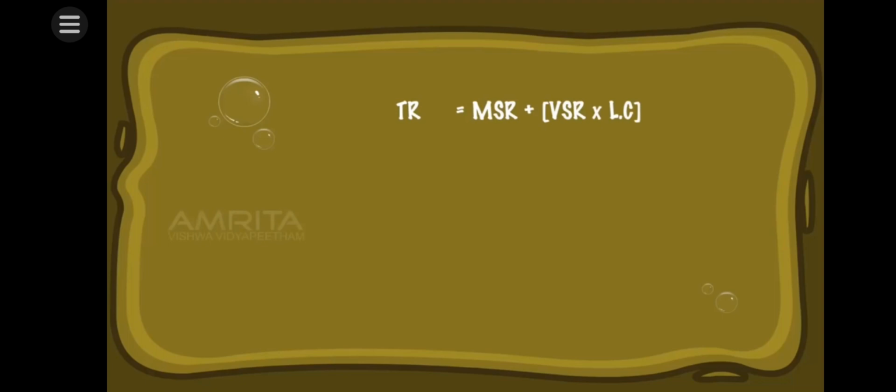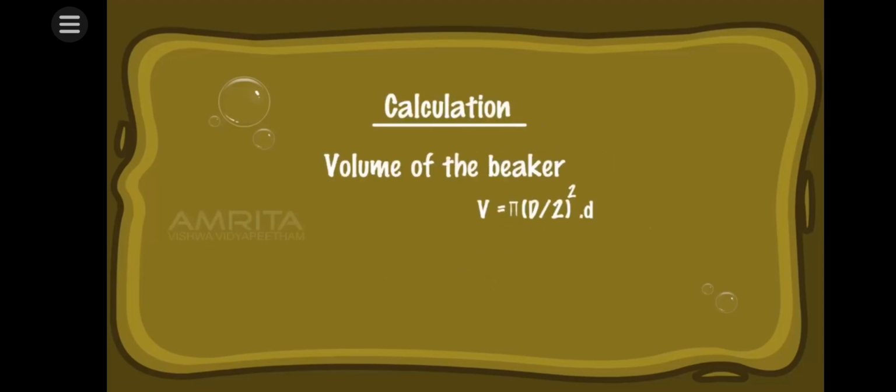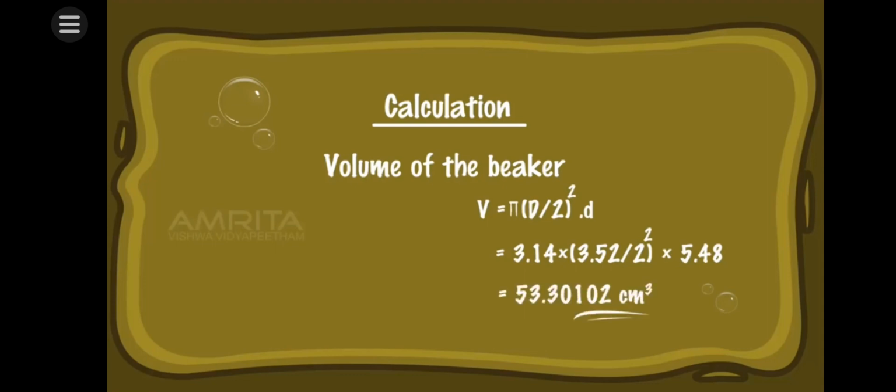Calculation: TR is equal to MSR plus VSR into least count, which is equal to 5.4 plus 8 into 0.01. That equals 5.48 centimeters. That is D is equal to 5.48 centimeters. Volume of the beaker V is equal to pi into D by 2 the whole square into D. That is equal to 3.14 into 3.52 divided by 2 the whole square into 5.48, which is equal to 53.30102 centimeter cube.